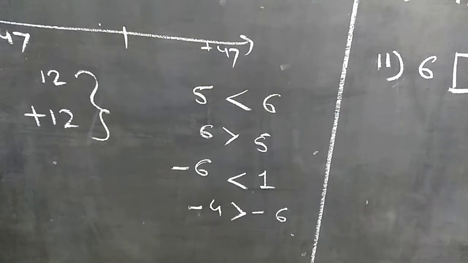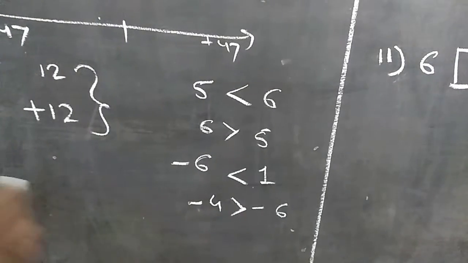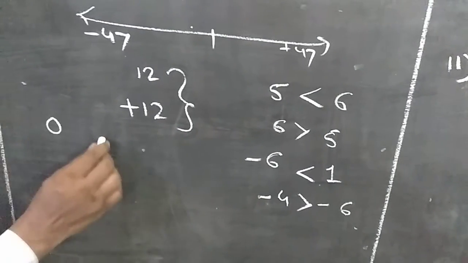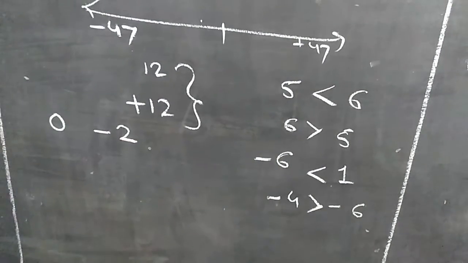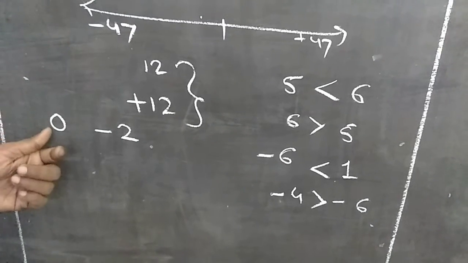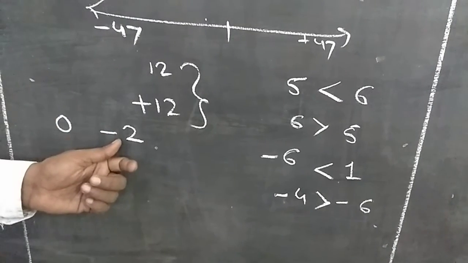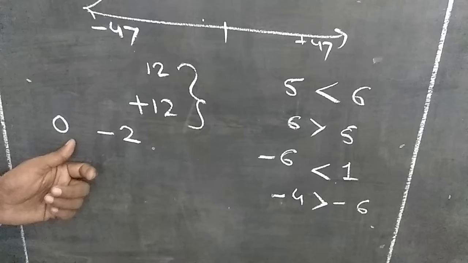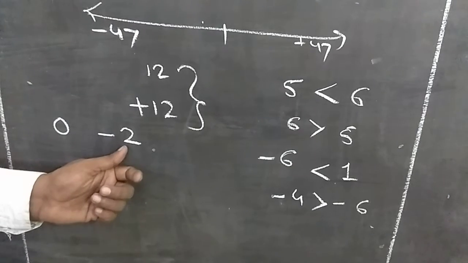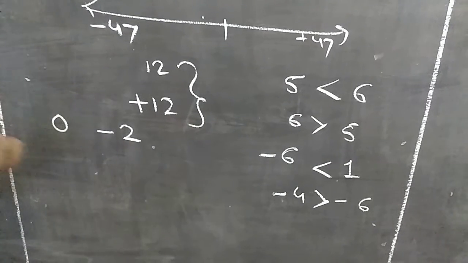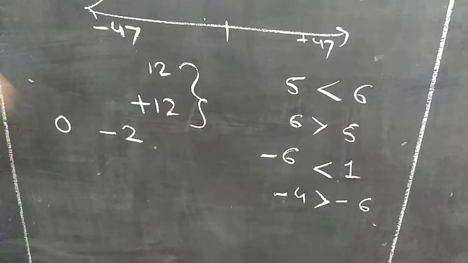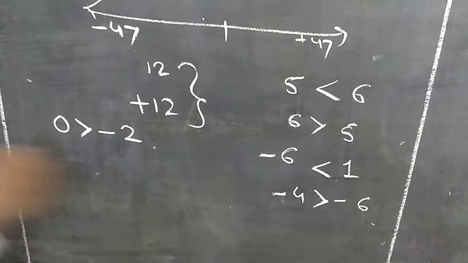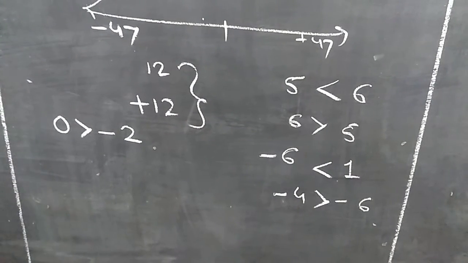Okay. Now one more thing. Suppose it is 0 and it is minus 2. If one number is 0 and the other number is negative, then 0 is always greater than a negative number. What I told you just now: 0 has a greater value than a negative number. So here 0 will be greater than minus 2.